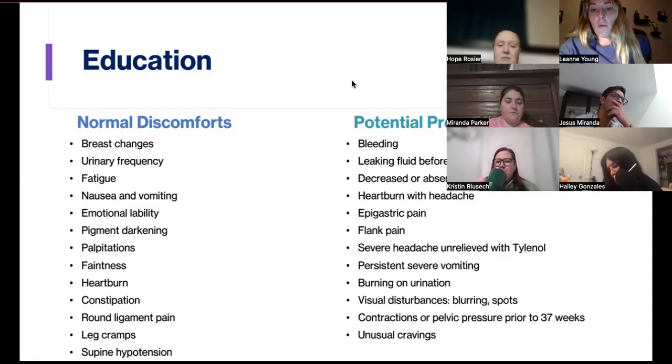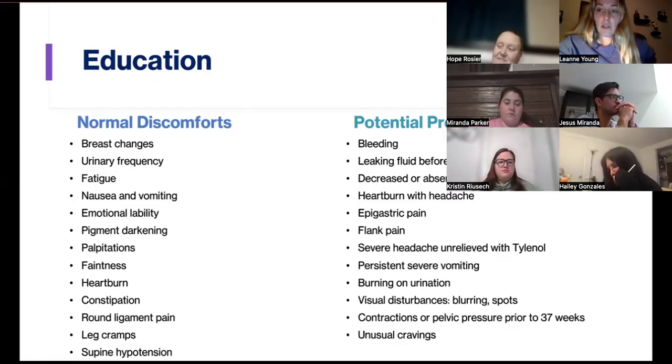Okay. What we want moms educated on are potential problems associated with pregnancy, and these are the things that we are going to be more concerned about from a developmental standpoint and a fetal well-being standpoint. So anytime a mom has bleeding in her pregnancy, whether it's the first trimester or the third trimester, we need her to come in and get evaluated.